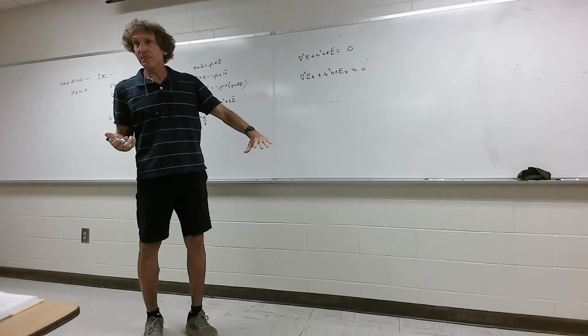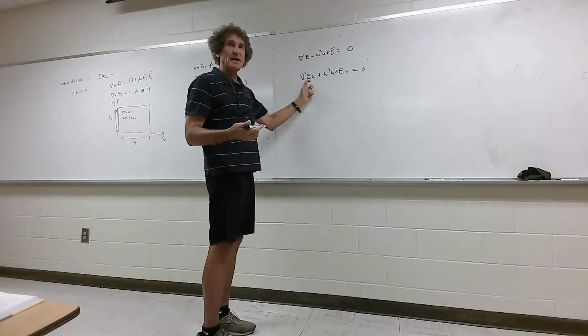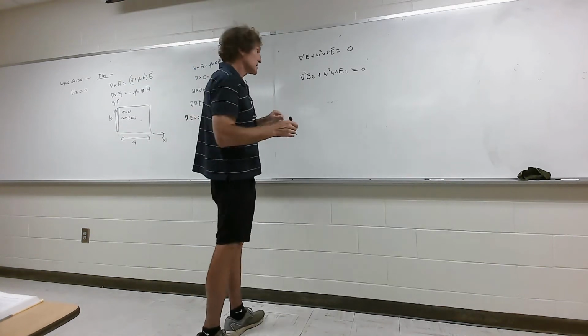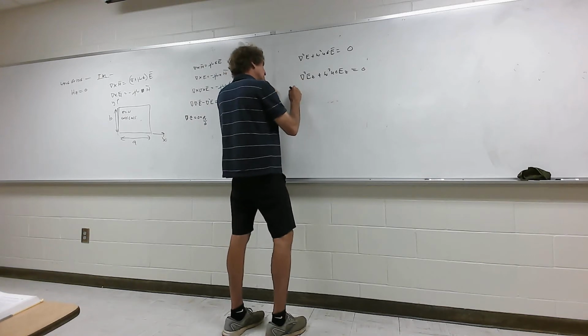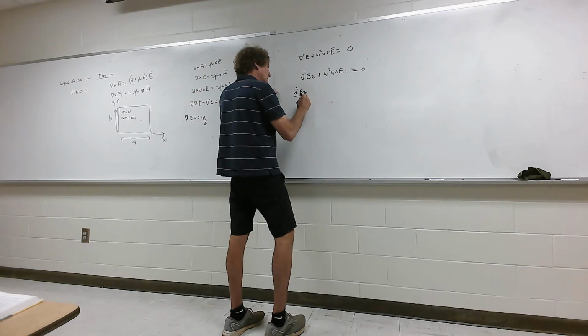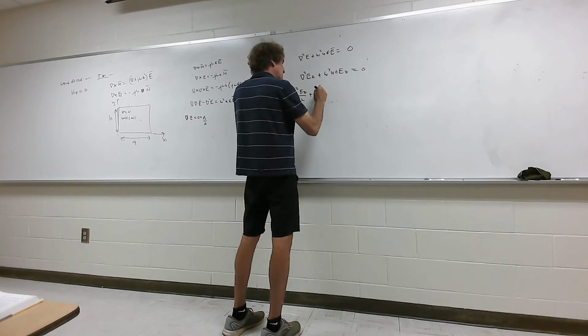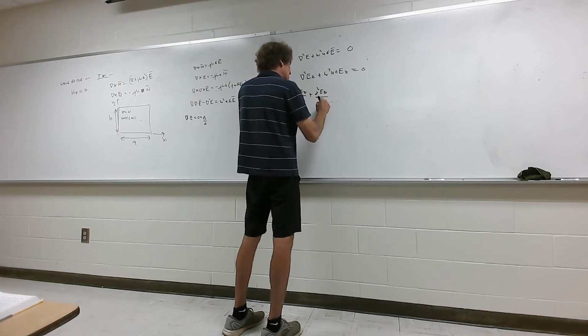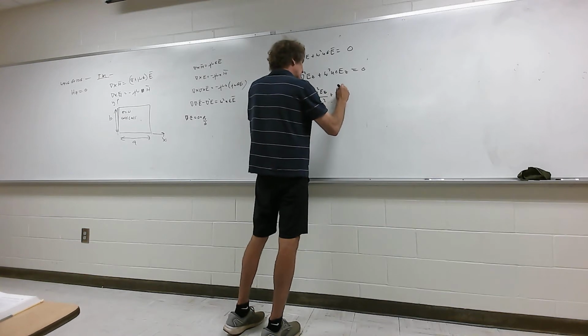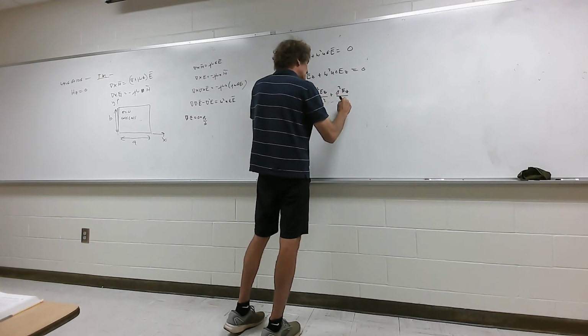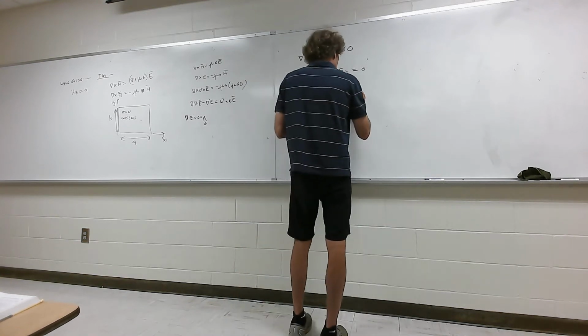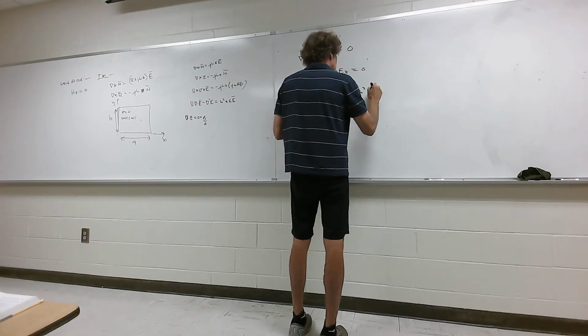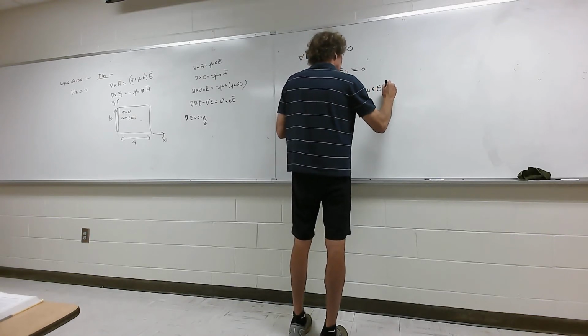It's in his book. At this point, now we're only looking at the EZ component, so this becomes second derivative of EZ with respect to x squared, plus second derivative of EZ with respect to y squared, plus second derivative of EZ with respect to z squared, plus omega squared mu epsilon EZ equals 0.